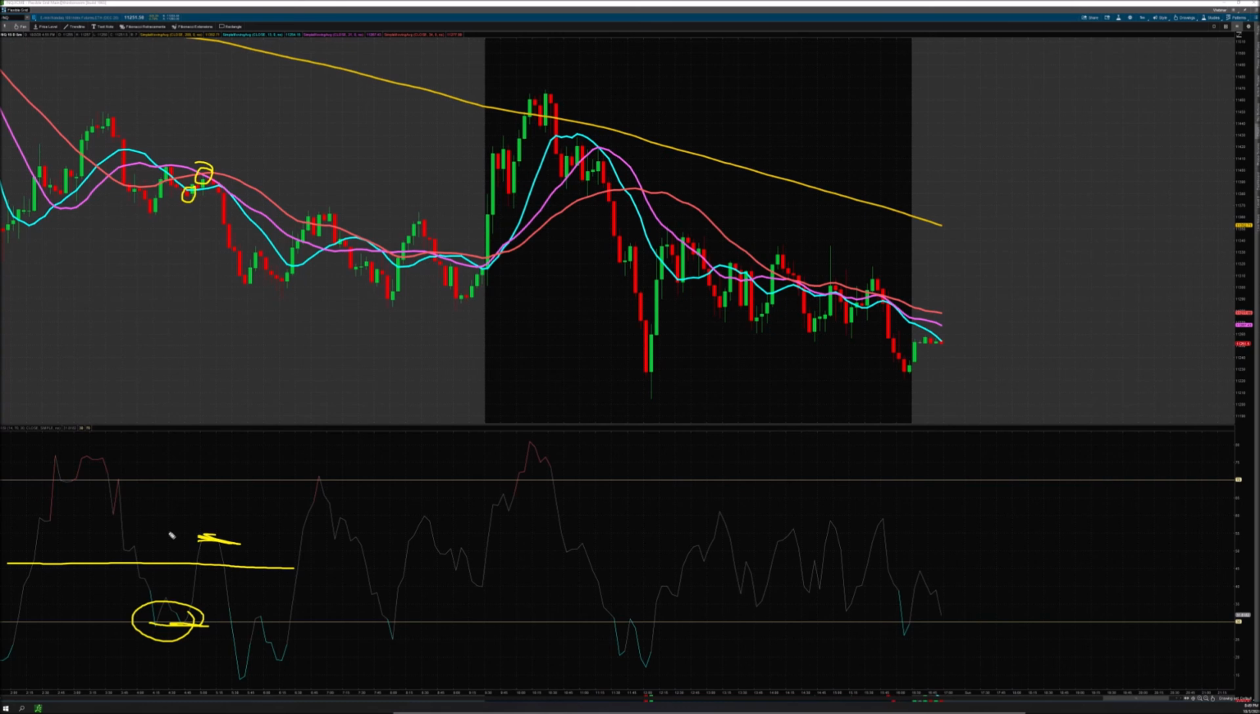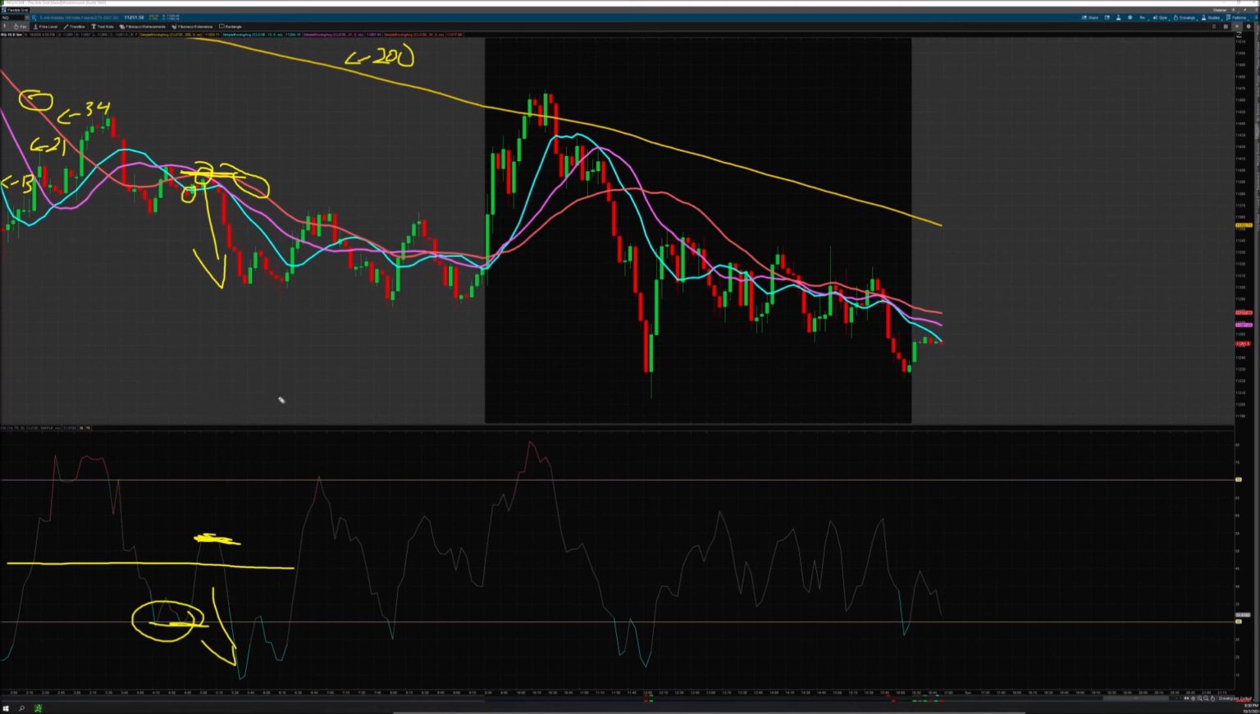So that 50, even with the SMAs, remember this is my 34 and 21, and this is my 13, and of course this is the 200. Remember I said below the 34 is bearish, and that's this line here. It rejected that, and it showed here on the RSI also, and it dropped again.